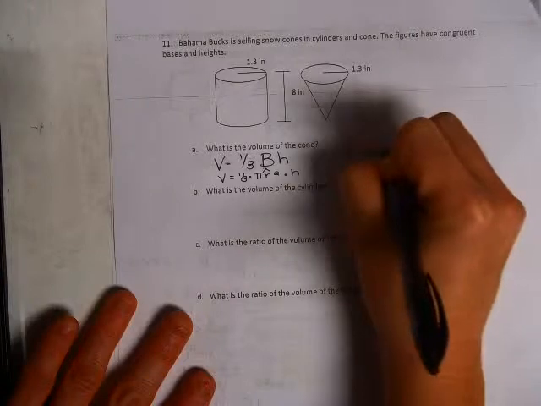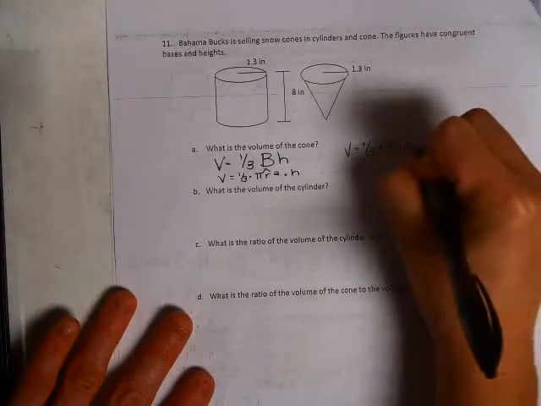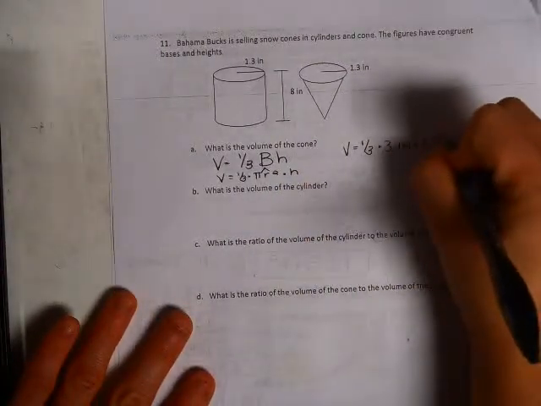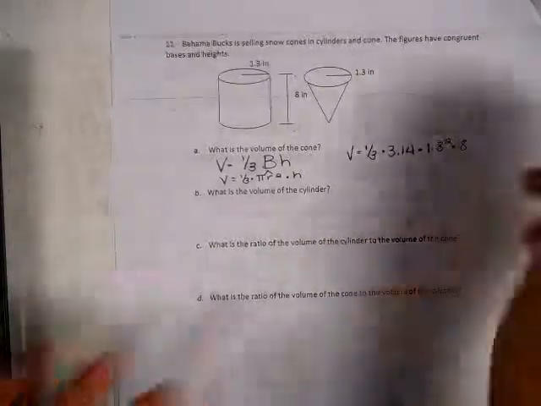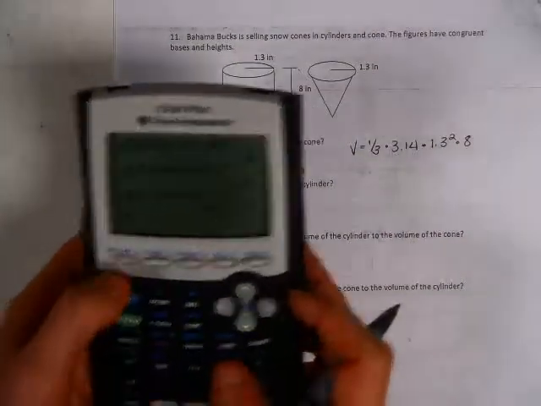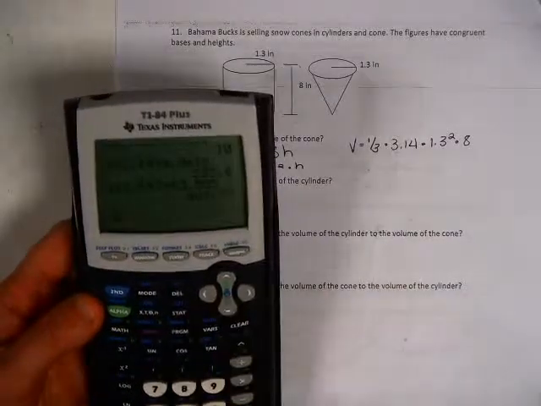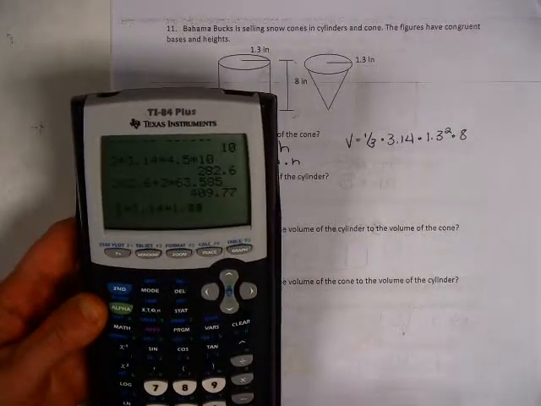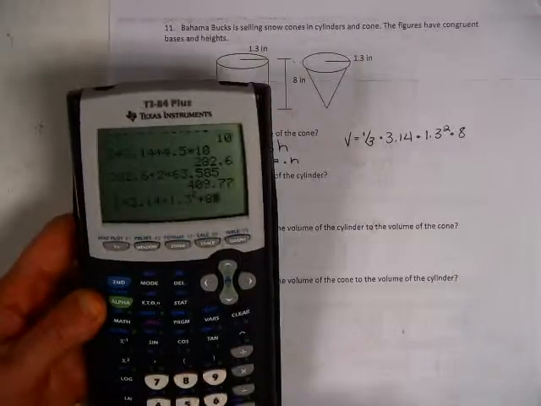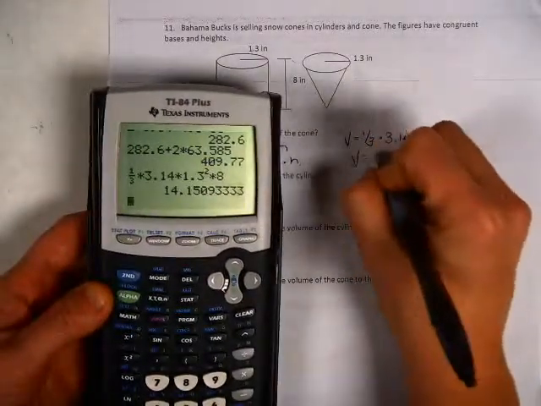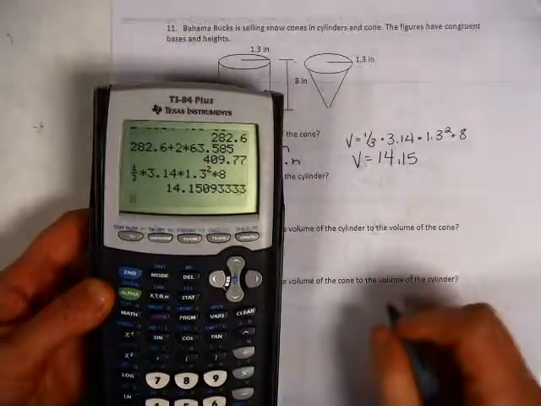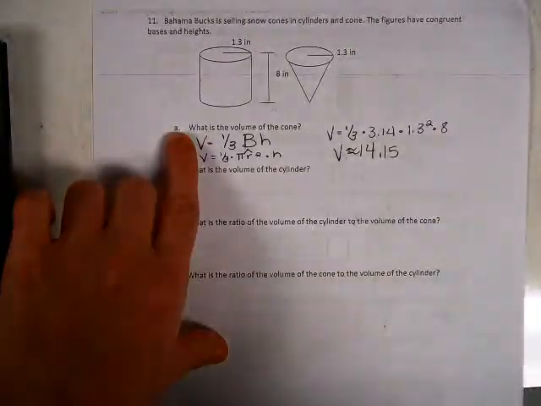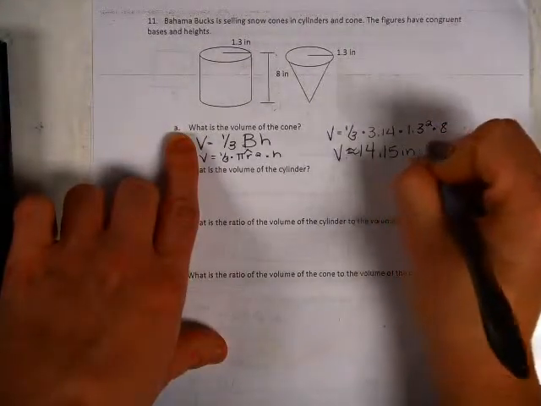So it's still 1/3. Pi is just pi. The radius, if I look at the cone shape, is 1.3 squared. And then the height, they tell us for both of them, is 8. So plug it in. Okay, so volume is, we're going to say 1415. We're just going to approximately. Okay, and so that is the volume of the cone in inches cubed.